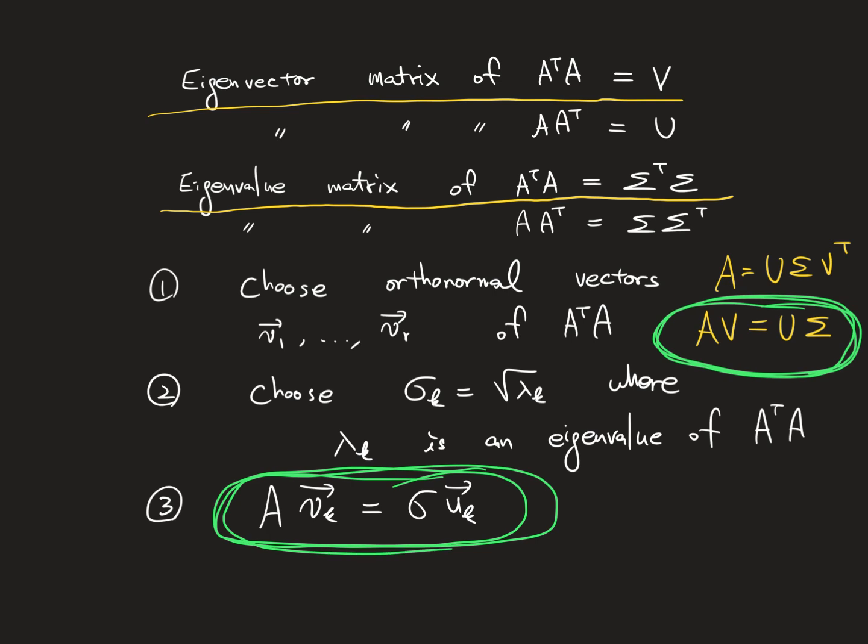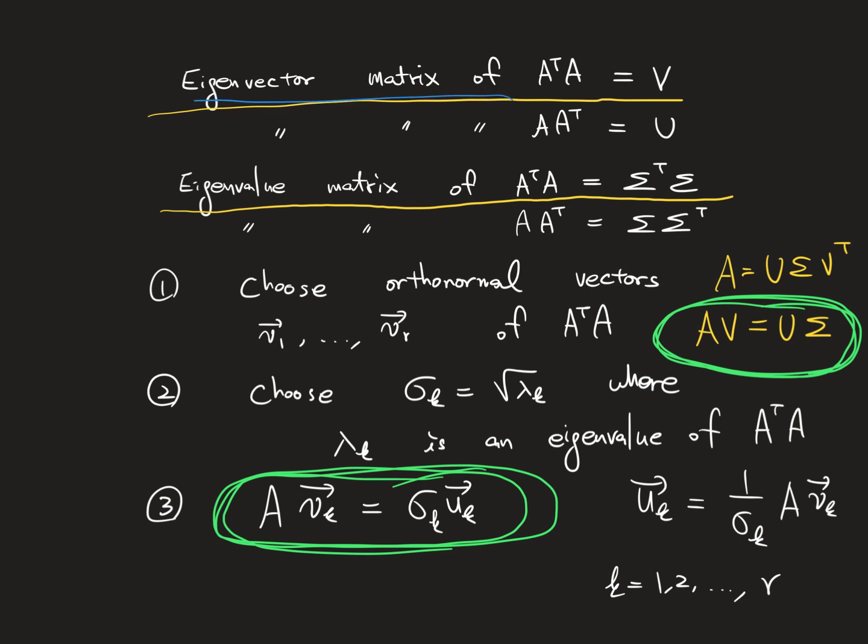I think I should write a k here. And then from that, we can have the Uk vector is equal to 1 over sigma k times A Vk, where k is equal to 1, 2, and so on up to r. And that is the procedure. Well, we have this information here.